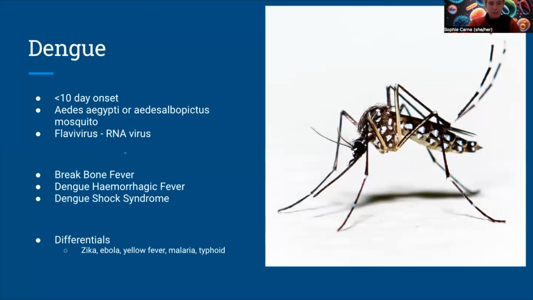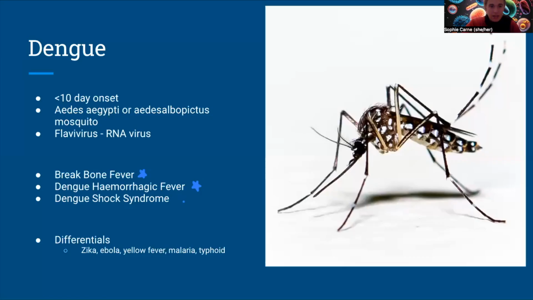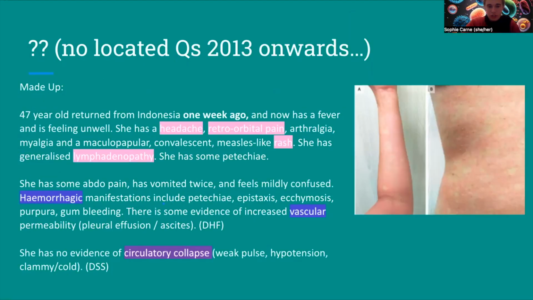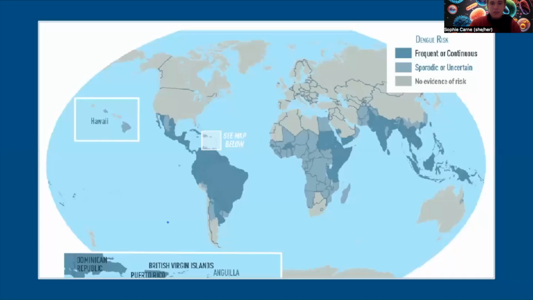So our patient presented with this break bone fever primarily, but she also had some symptoms of hemorrhagic fever with those petechiae in the antecubital fossa. She didn't have any symptoms of dengue shock syndrome, which is just a circulatory collapse. So you measure that with pulse, hypertension, clammy cold. Differentials for dengue: Zika, Ebola, yellow fever, malaria, and typhoid. So again, one of the differentiating things between malaria and dengue is the time of onset. This is its distribution. So mosquito borne again, it's located around the equator.